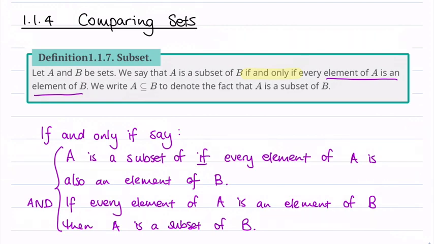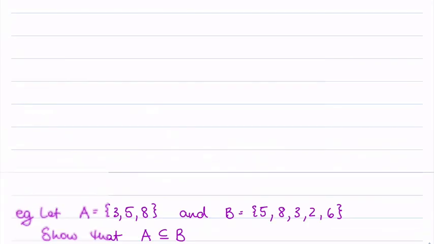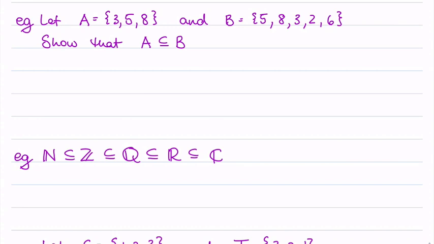If we have the case that A is a subset of B, then the notation that we use is this C with a little line underneath it, and that says that A is a subset of B. So for an example, A is the set {3, 5, 8}, and B is the set {5, 8, 3, 2, 6}, and we'd like to show that A is contained in B. Our definition says that A is a subset of B, or A is contained in B, if and only if every element of A is also an element of B.